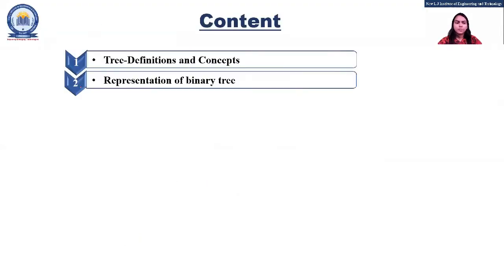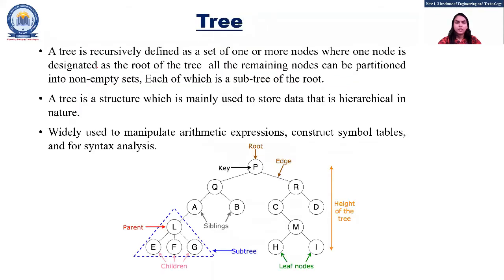So the concepts which we are going to cover in this lecture are tree definitions and concepts, and representation of binary tree. Now, starting with the definition of tree, what are trees? We can say a tree is a set of one or more nodes where one node is designated as a root node and all the remaining nodes are partitioned into the left or the right of the root node. It can also be said that they are partitioned into non-empty sets. Non-empty sets means they have a node in them, each of which is a subtree of the root.